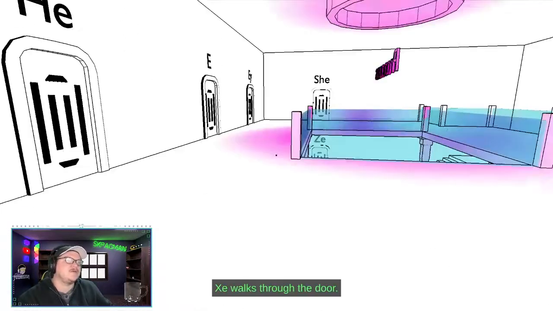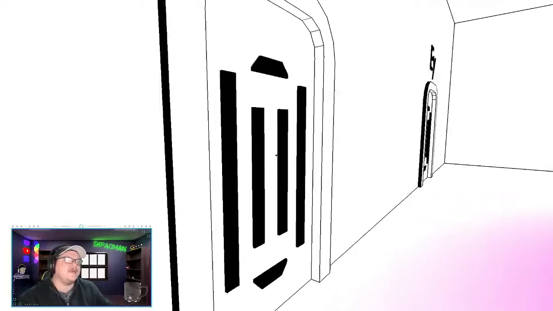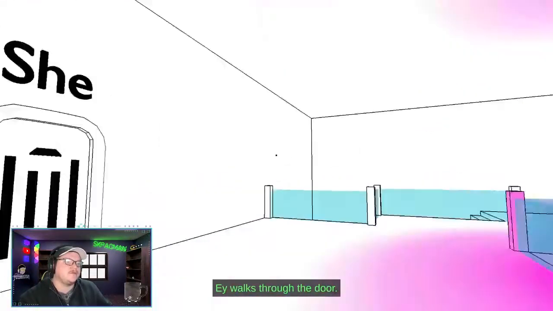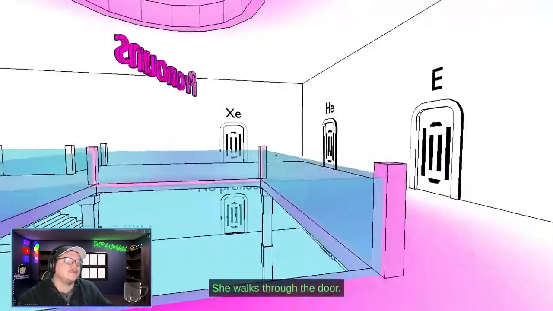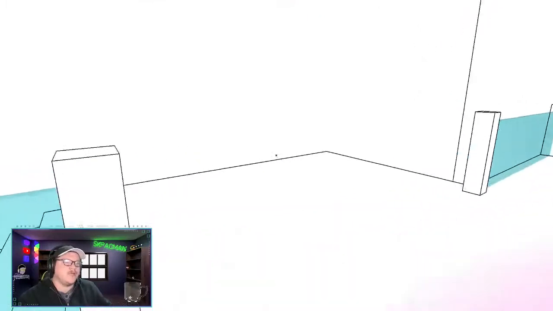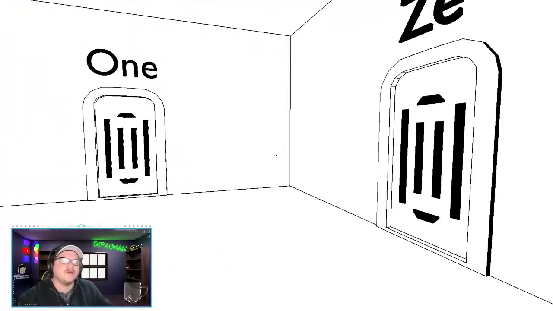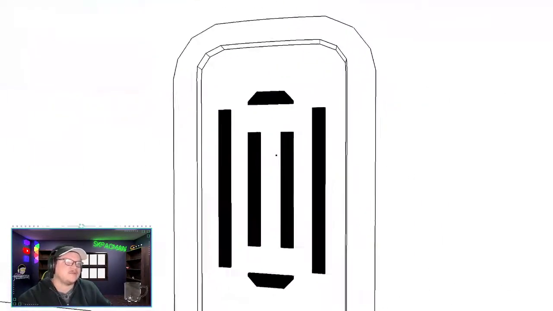Like Z. Z walks through the door. E. E walks through the door. A. A walks through the door. She. She walks through the door. And these are all valid pronouns to use for yourself or other people who identify as these.